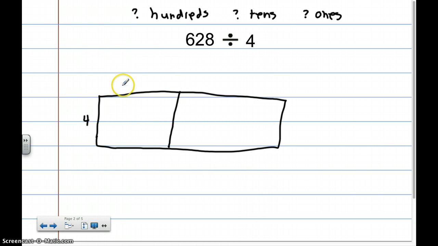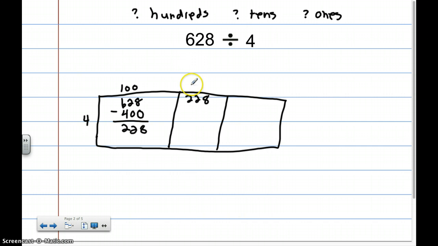Well, I know that 4 times 100 is 400. 4 times 200 is 800. So I know that that won't work. So I'm going to do 628 subtract 400, because 4 times 100 is 400. So I'm going to do my subtraction, and that leaves me with 228. So I'm going to move the 228 to the tens box.